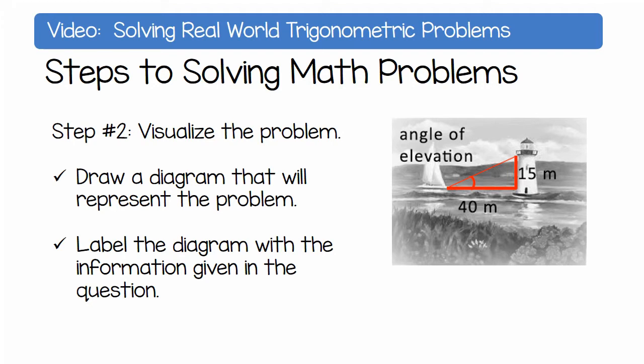Here is an example. We have a lighthouse that's 15 meters high. We have a sailboat 40 meters from the lighthouse. And the angle of elevation is the angle formed from the sailboat looking up to the top of the lighthouse. 15 meters is the opposite length. 40 meters is the adjacent length.